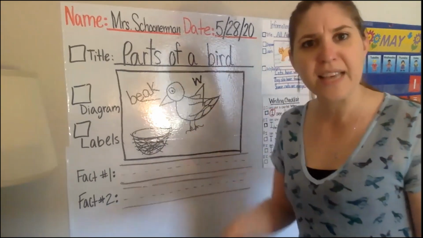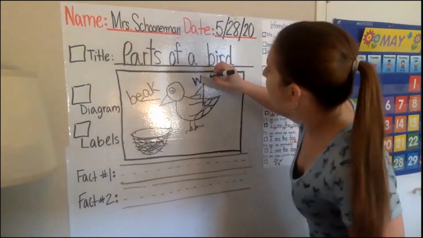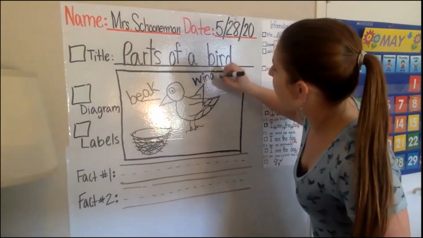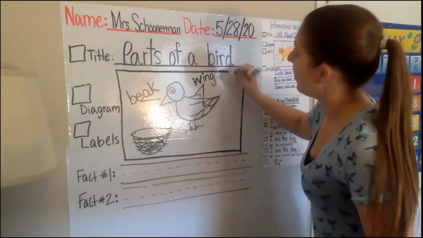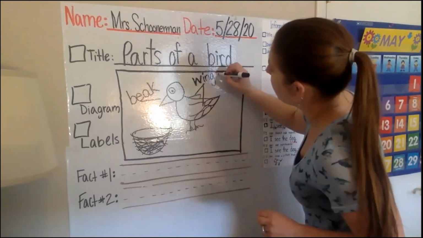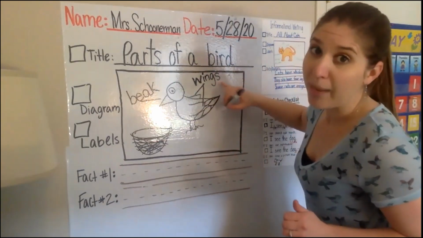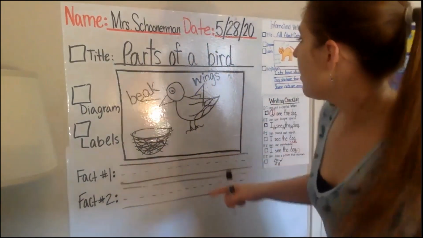What 3 letters say ing? I-N-G, yes, wing. W-I-N-G, wing. And actually, there's 2 of them, so we need to add an S. We make this word a plural by adding an S, and now it says wings. It means there's more than one.